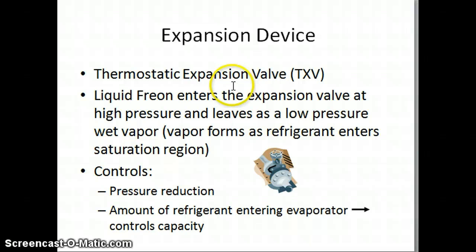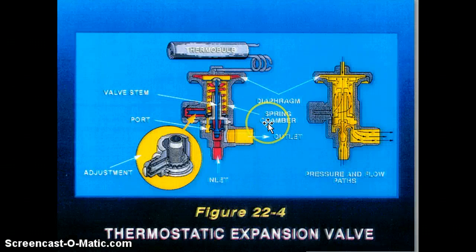Expansion device. This is the last part. The thermostatic expansion valve. Liquid Freon enters the expansion valve, and the function of this device is pressure reduction. The amount of refrigerant entering the evaporator controls its absorption capability. This is the layout of the thermostatic expansion valve.